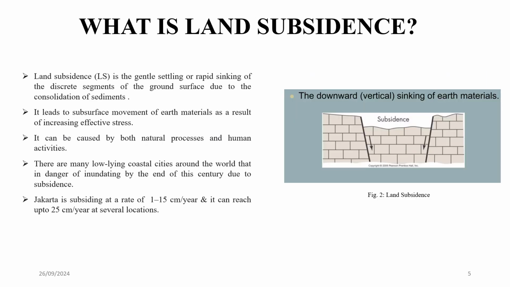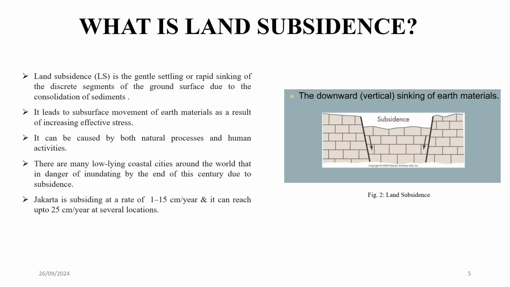Now let's take a look at what land subsidence is. Land subsidence is the gentle settling or rapid sinking of the discrete segments of the ground surface due to consolidation of sediments. It can be caused by both natural processes and human activities. Natural factors like dissolution of soluble bedrock can create a void that causes the ground above to sink. However, human activities significantly exacerbate the problem.